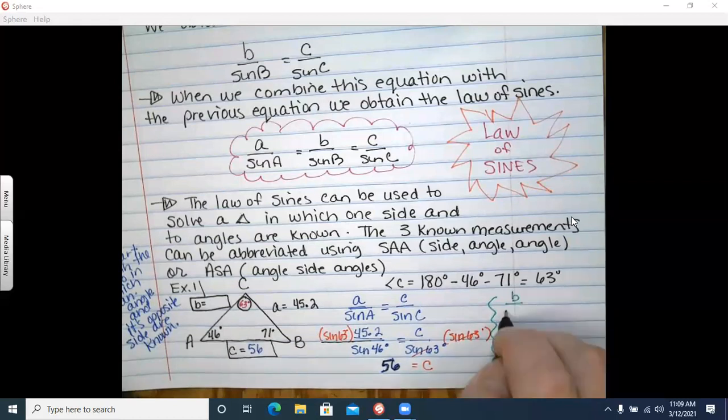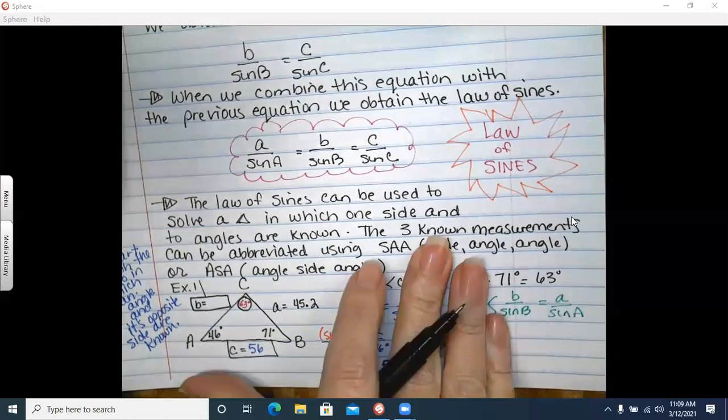So I did b over sine B equal to a over sine A. I don't know if this green was my best choice. Can y'all see that green okay? All right, I'm stuck down in the corner.